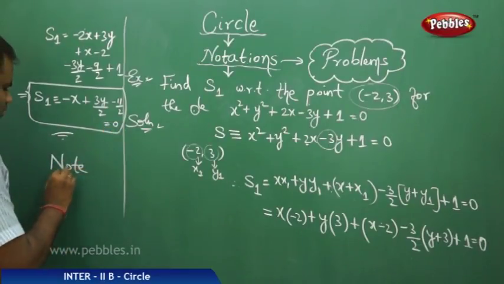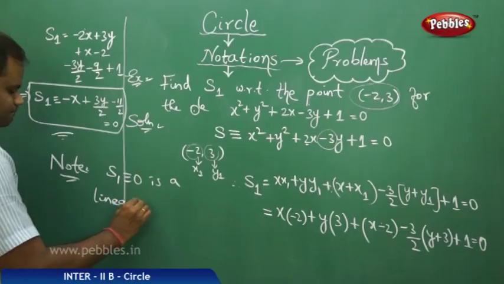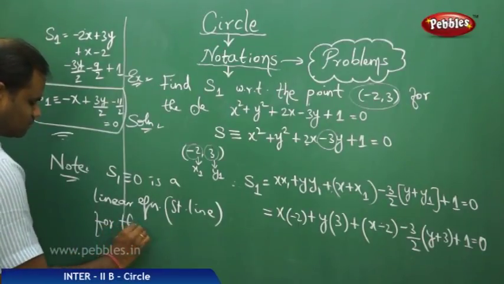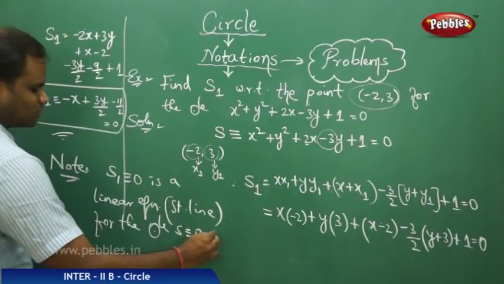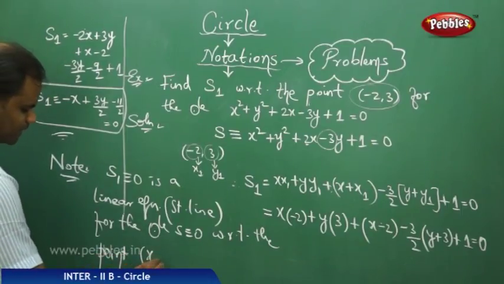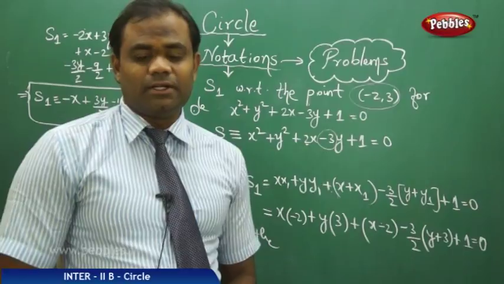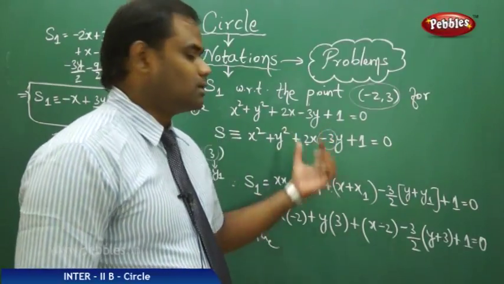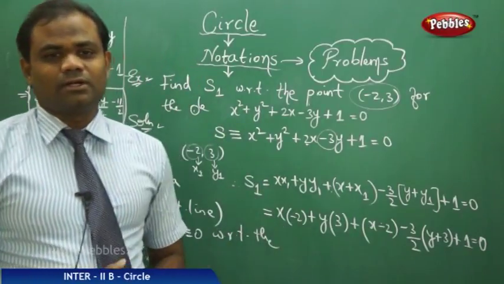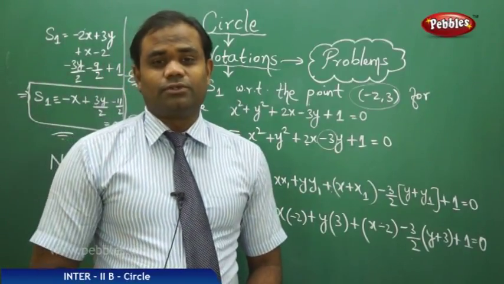So I had to make an important note here that S1 equal to 0 is a linear equation or a straight line for the circle S equal to 0 with respect to the point x1 comma y1 is what we conclude. So this helps us in understanding that any line considered for a circle has some properties connected with S equal to 0 and S1 equal to 0, which we are going to see in the future topics.